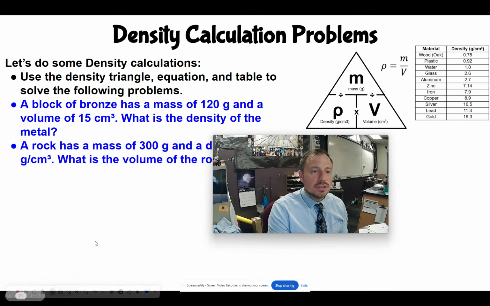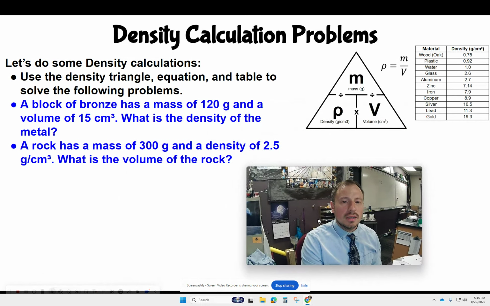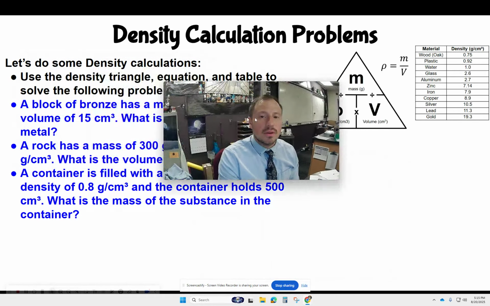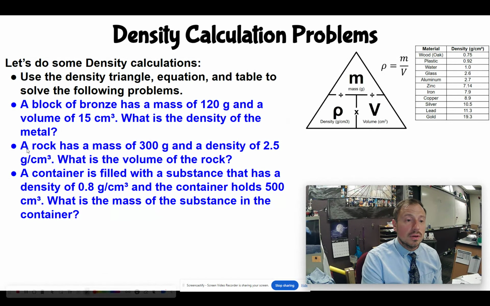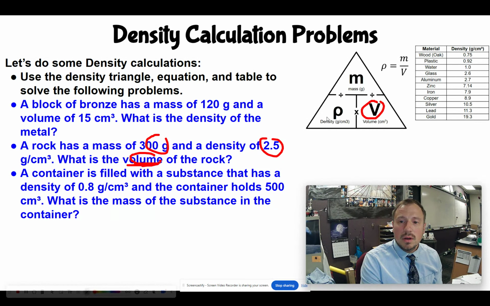So let's do this one. I'll skip down through these two. These are really the only 3 types of equations that I can give you, right? You can solve for density, you can solve for volume, and you can solve for mass. So this is how you would set those up. The next one, a rock has a mass of 300 grams, a density of 2.5 grams per centimeter cubed. Well, you know the density, you know the mass. I'm looking for the volume. Well, that is going to be mass divided by density. That's what I'm left with.